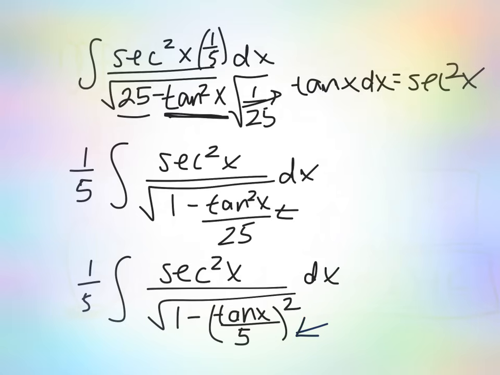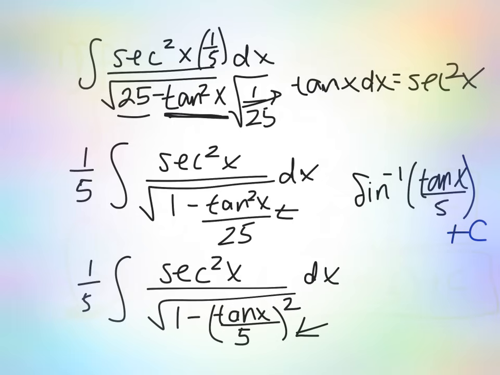You're going to write it as inverse sine of tangent of x over 5 plus c. And the 1/5 doesn't really have a consequence because when you take the derivative of tangent x over 5, it would be secant squared of x, but you have the 1 over 5, so that would just transfer out. So you don't have to multiply through by anything.